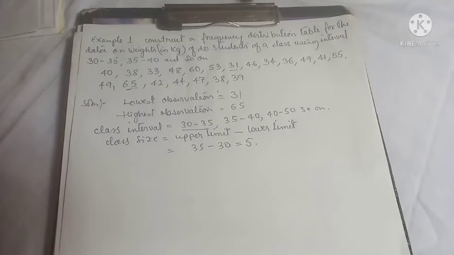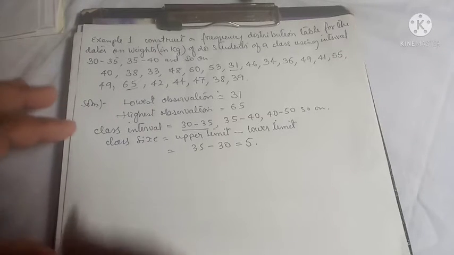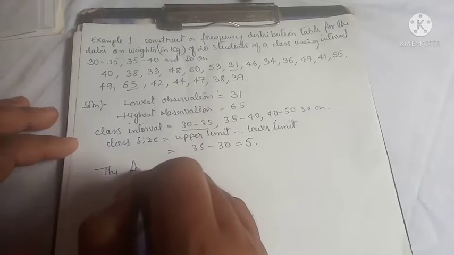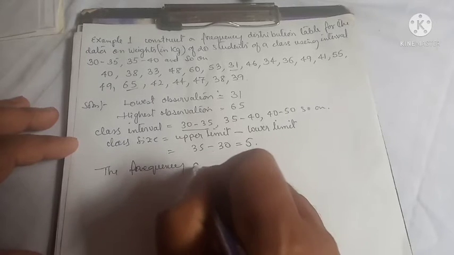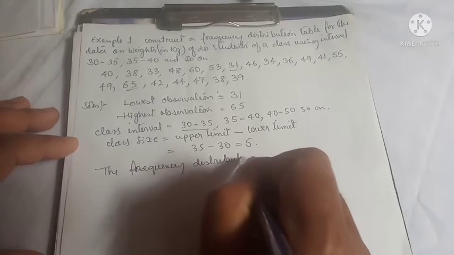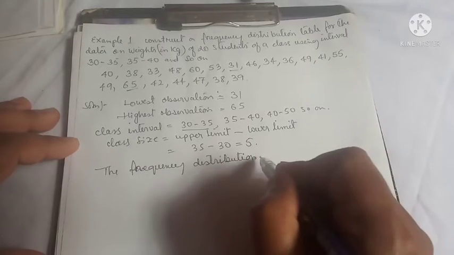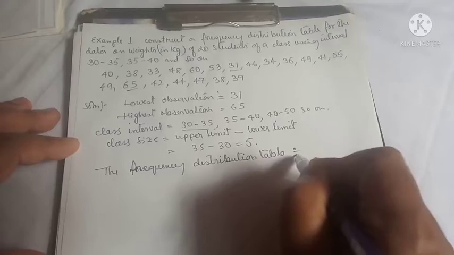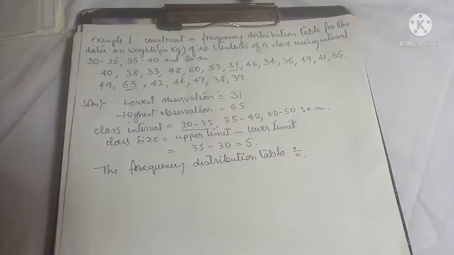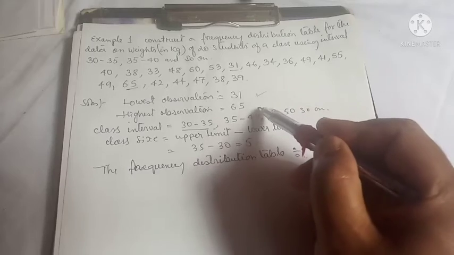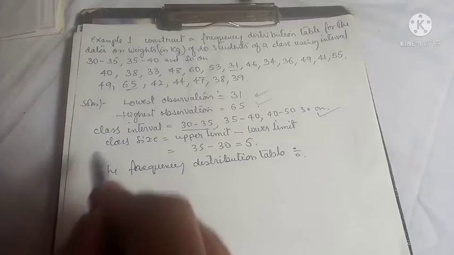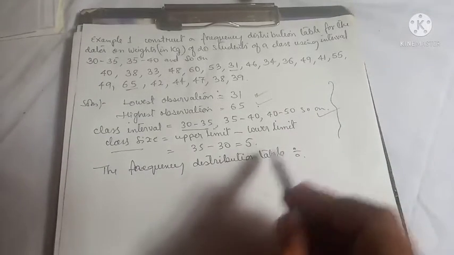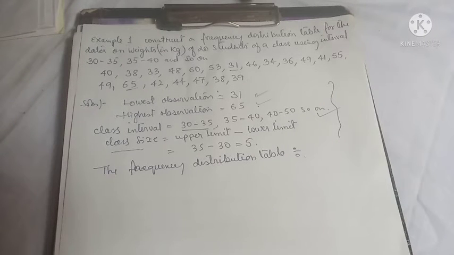So what we have to do is draw one table here and start to prepare the frequency table. So you write here the frequency distribution tables. Before we prepare the frequency distribution table, we have to write all these observations first: lowest observation, highest observation, class intervals, the limits, and the class size. We have to complete this first, and after that we prepare the frequency table.